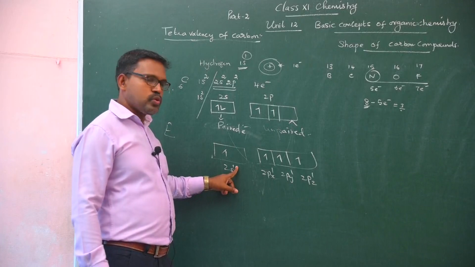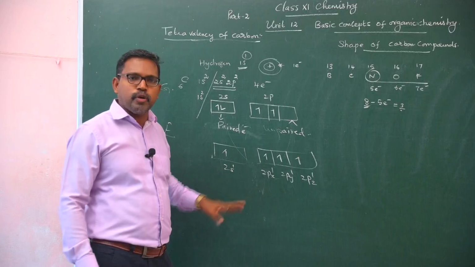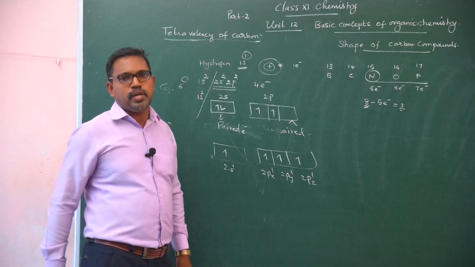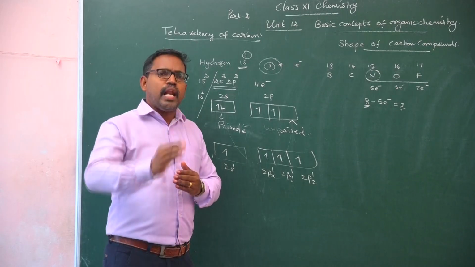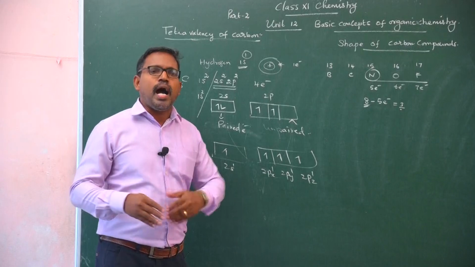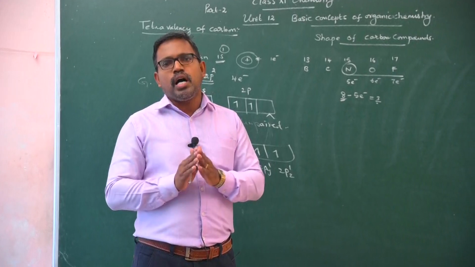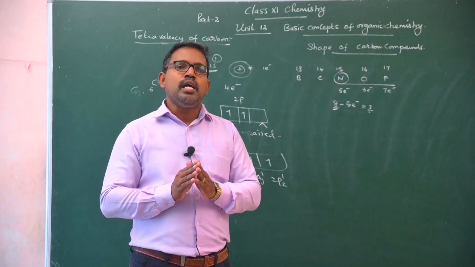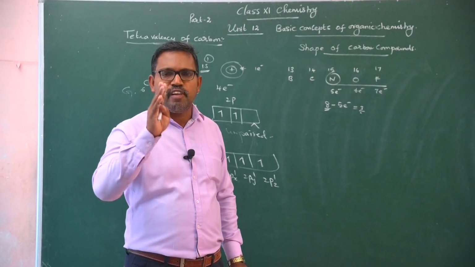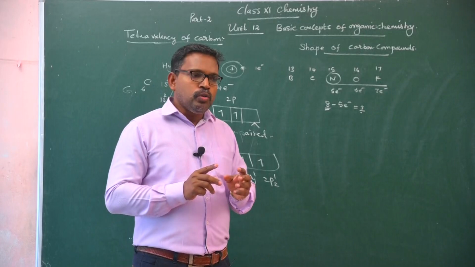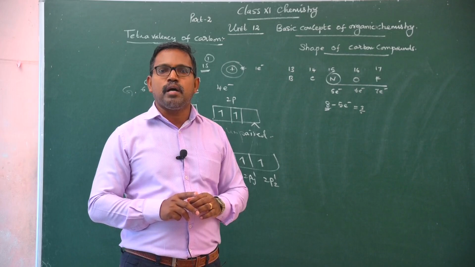So 2s1, 2px1, 2py1, 2pz1. Now look at this configuration. 4 unpaired electrons are possible. These 4 unpaired electrons overlap with the nearest atom, either a carbon atom or some other atoms, to form a covalent bond. Covalent bond formation is possible with the help of the 4 unpaired electrons. Hence, the valency of carbon is 4. So you can't judge from the ground state configuration alone that the valency of carbon is 4.